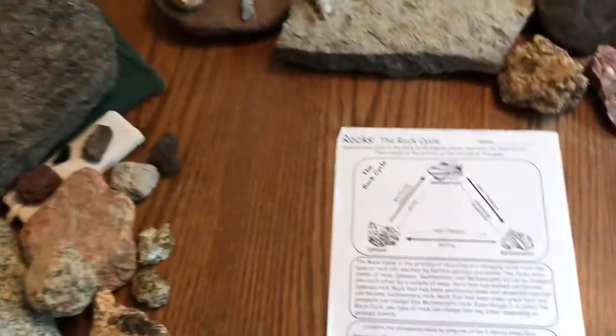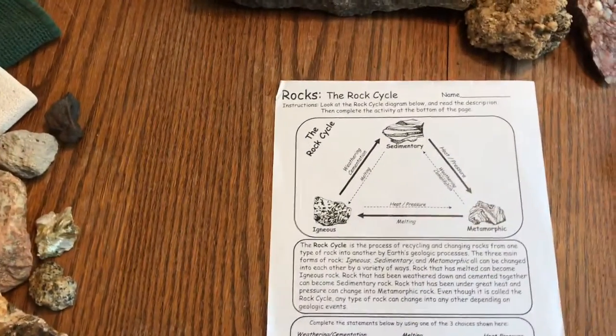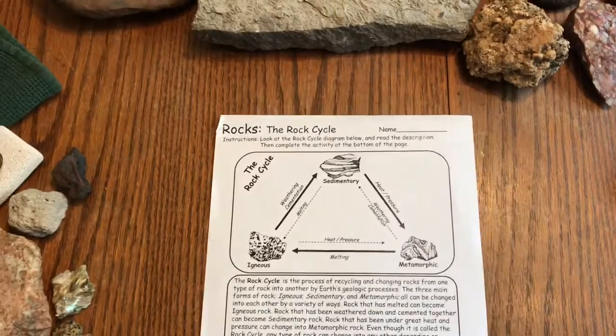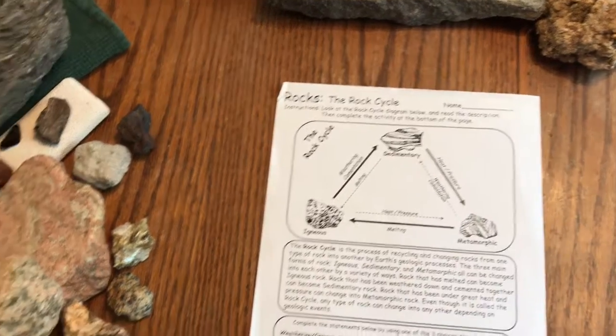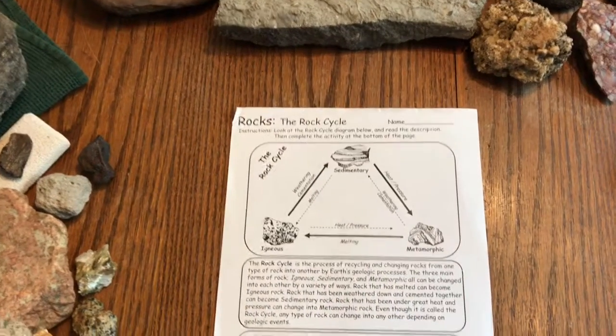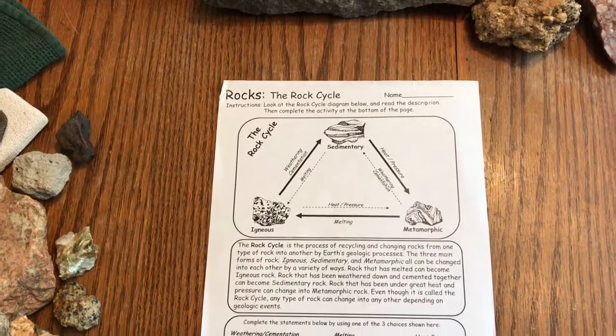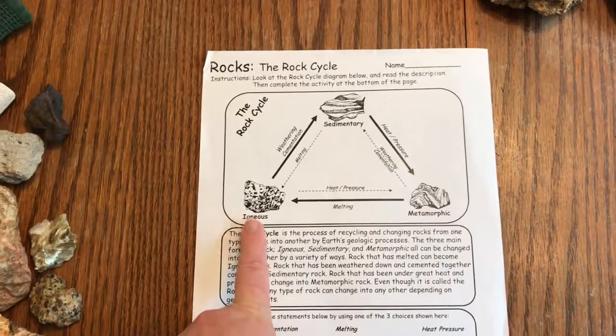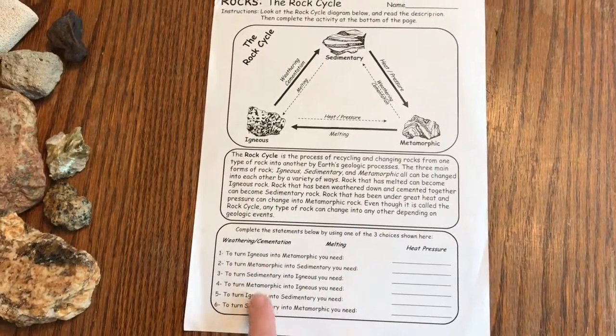But I want to talk about what you're going to do on your paper. We have the rock cycle set up the same way that it was in our book. We've got igneous down here in this corner. We've got sedimentary at the top, metamorphic at the bottom. I'm going to color code this a little bit. I'm going to make the word igneous red, and then I will make it red down here too.